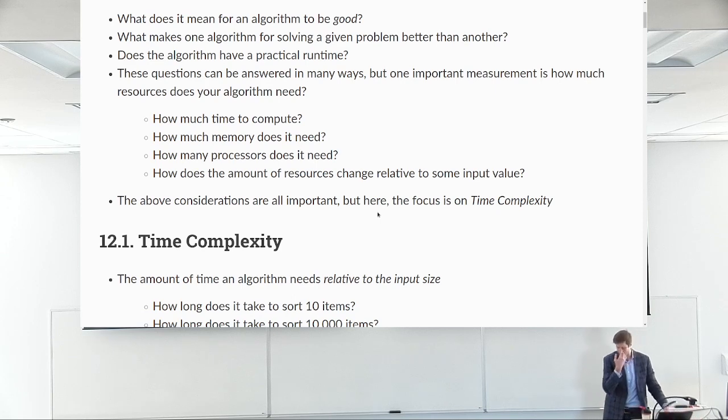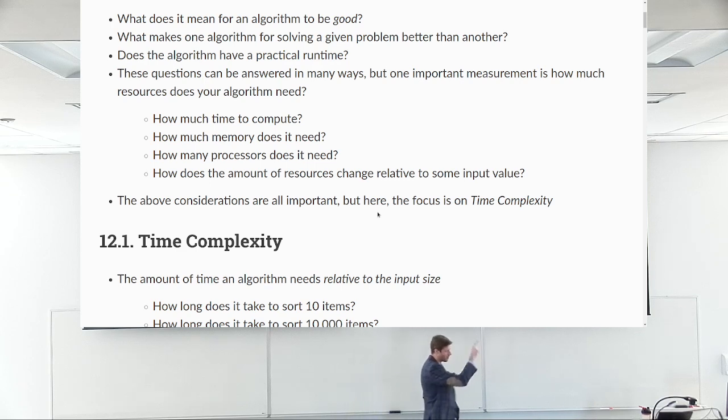So some of the questions that we might ask are: how much computing resources does it need? How much memory does it need to use? How many processors does that algorithm need to use? And perhaps most importantly, the thing that connects these is how the amount of resources required, for those respective types of resources, changes relative to the input size.